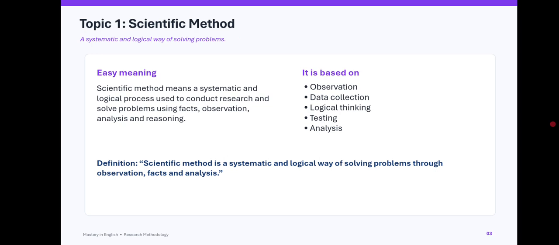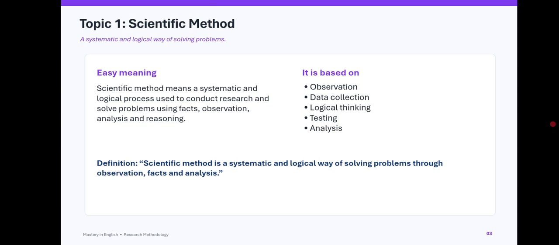So first of all, let's understand the meaning of scientific method. So basically, scientific method means a systematic, that means step by step, and logical process used to conduct research and solve problems using facts, observation, analysis, and reasoning. So basically, it is based on observation, it is also based on data collection. In addition to that, it is also based on logical reasoning, it is also based on testing.